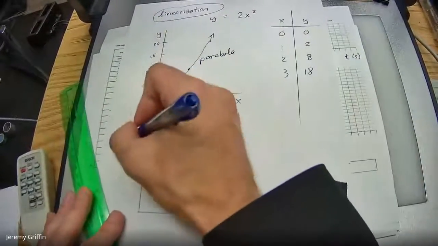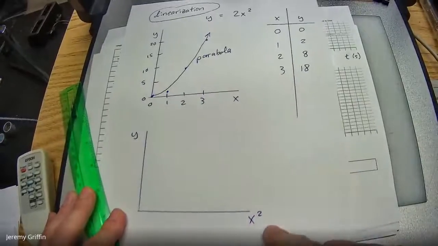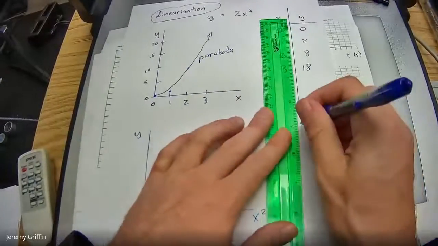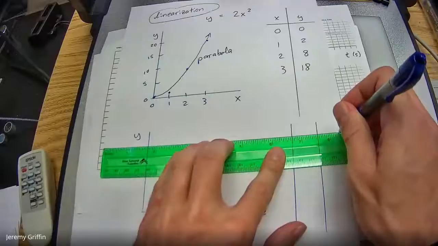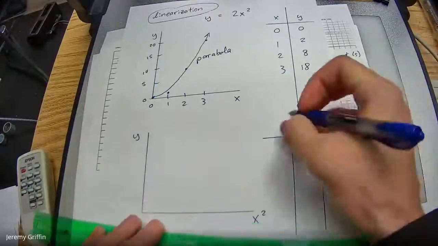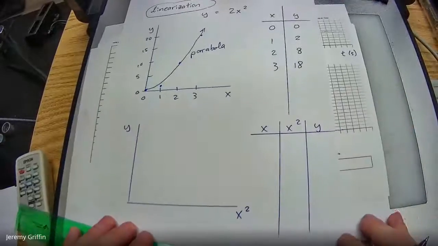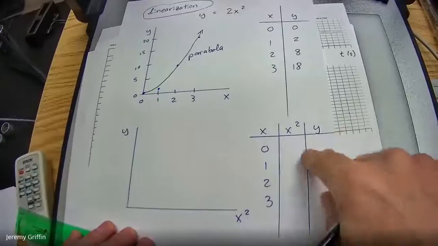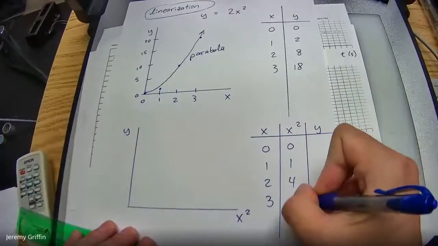So what I'm going to do is, instead of doing y versus x, I'm going to do y versus x squared. Notice how I manipulated the whole axis. Let me make a new table in case you want a side-by-side table to compare those two. So let's have x and then x squared and then y. So x will be the same 0, 1, 2, 3 as it was before. Go ahead and square it and see what happens. 0, 1, 4, 9.